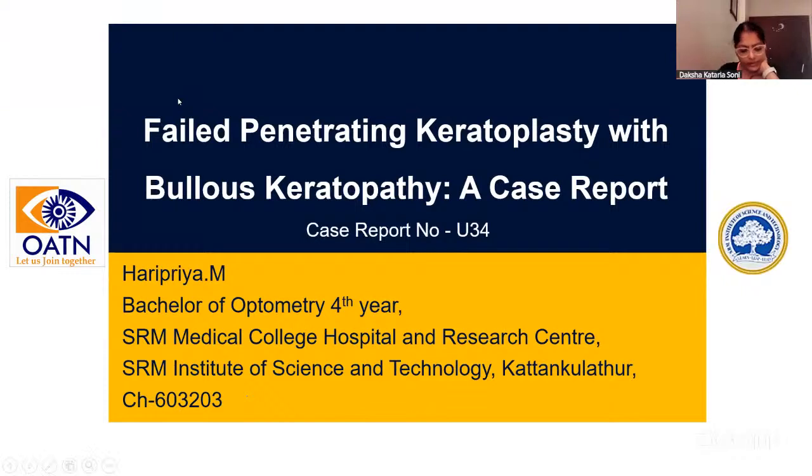Haripriya, well presented. My question is, in this particular patient, they have not removed the sutures. Maybe the reason was not documented. Could you tell me when sutures are removed in a PK patient? Approximately, is there a timeline when the sutures are removed? I'm not sure about that now. Okay, fine.